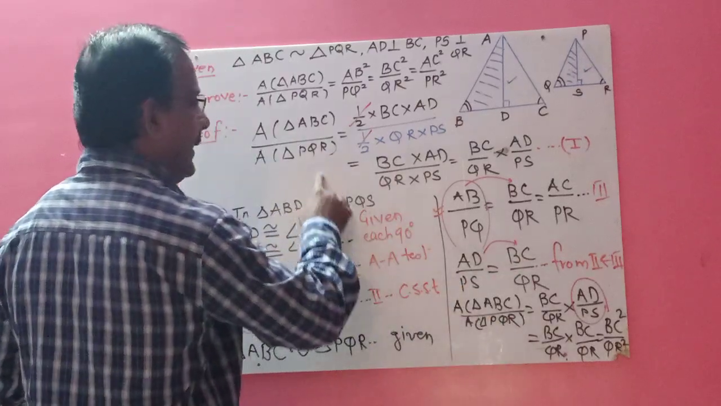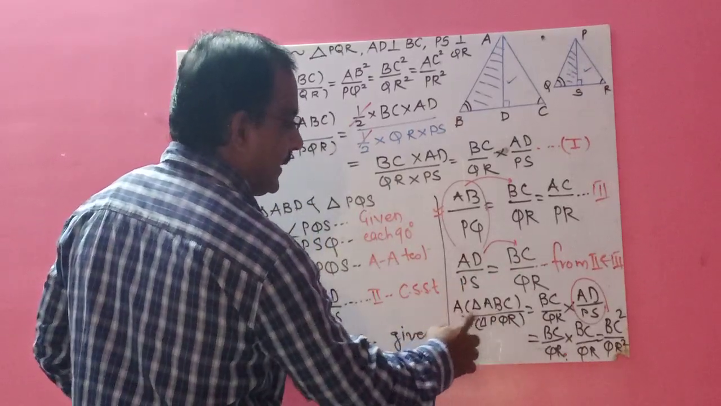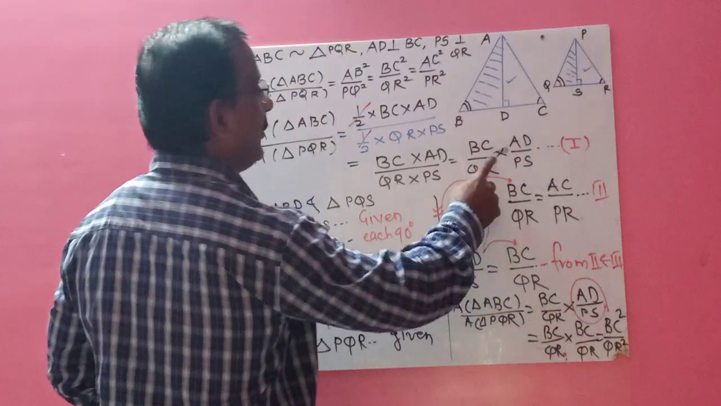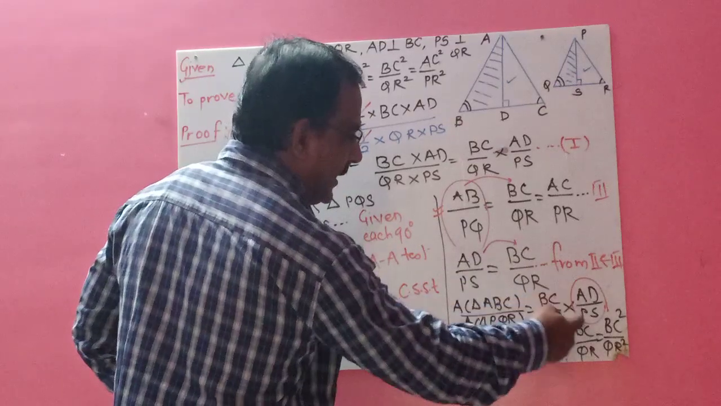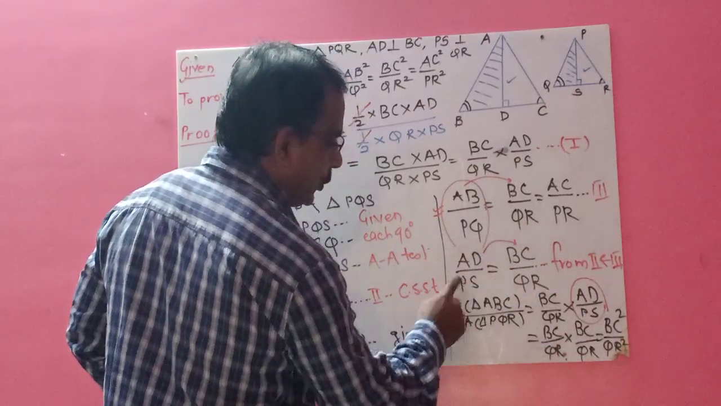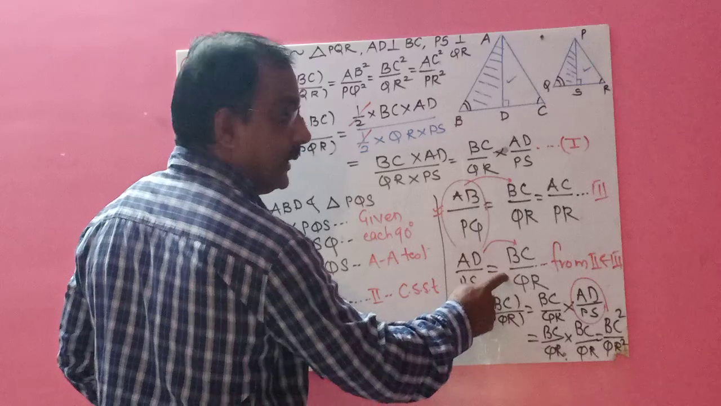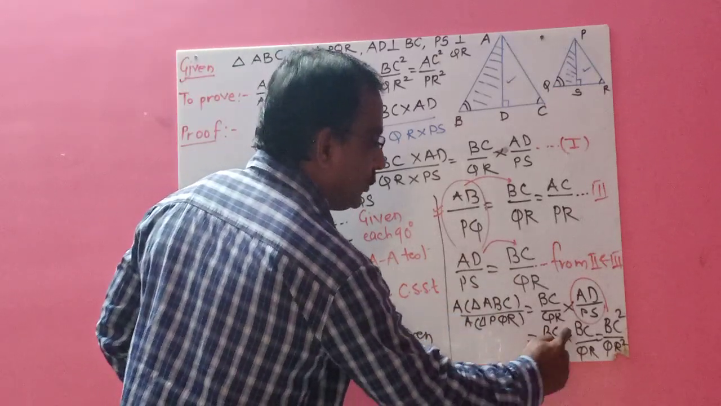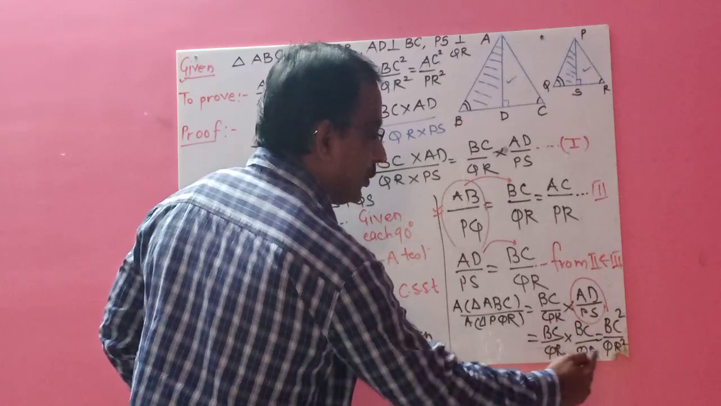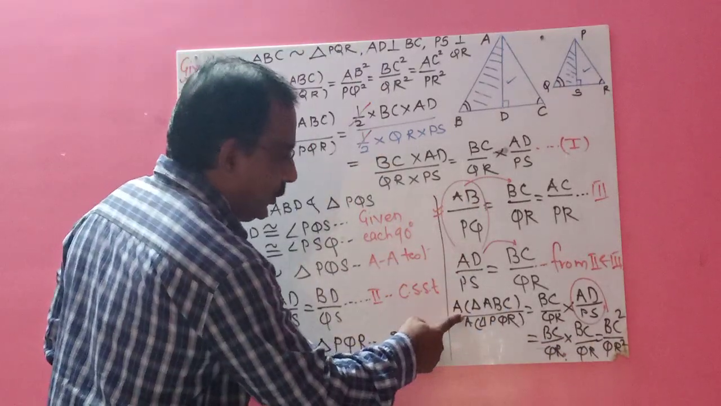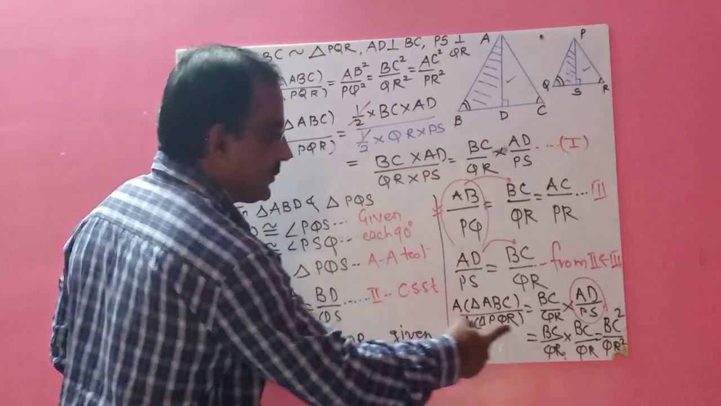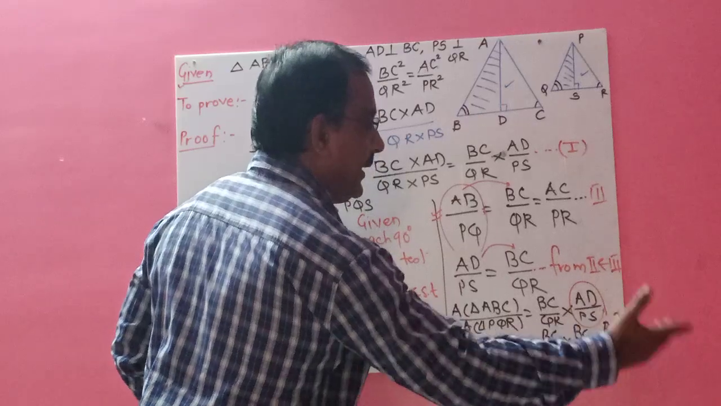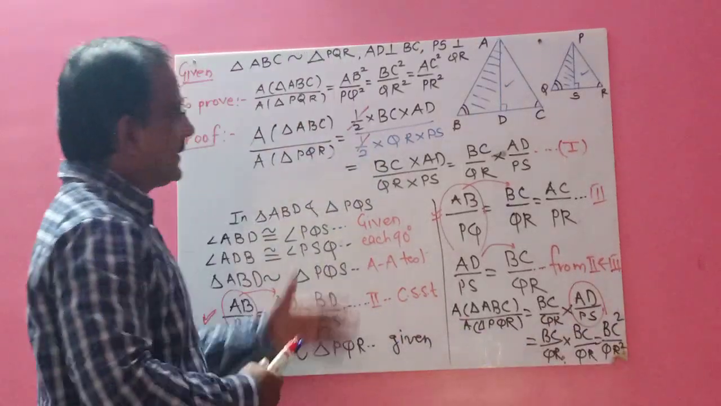Now take point number 1. Area of triangle ABC upon area of triangle PQR is BC upon QR into AD upon PS. Replace this AD upon PS by BC upon QR. See here, I have replaced it. So BC into BC is BC square, QR into QR is QR square. So the ratio of areas of two similar triangles is always equal to the ratio of the squares of corresponding sides. So this is your theorem.